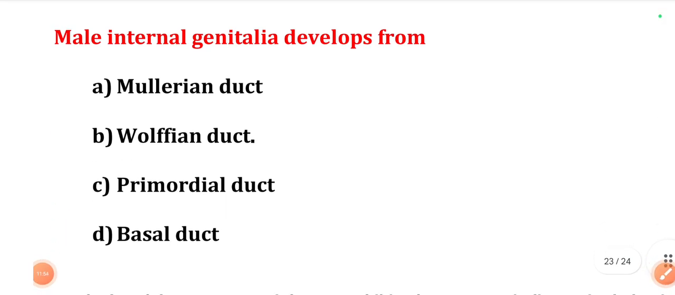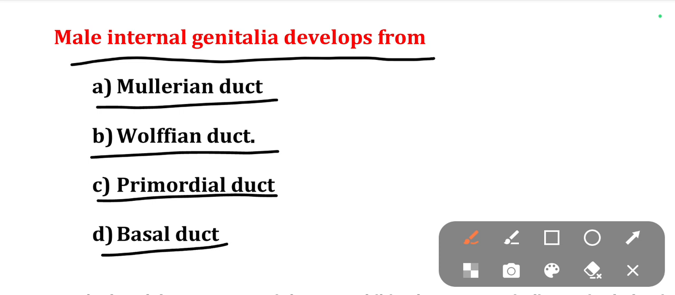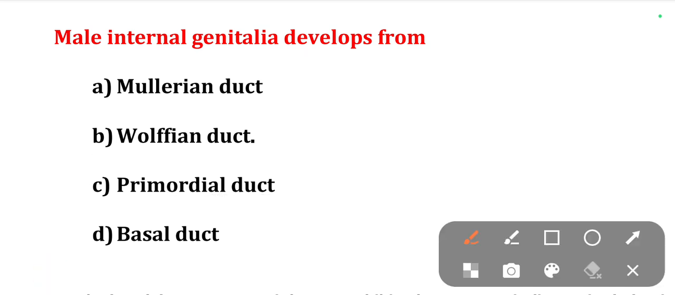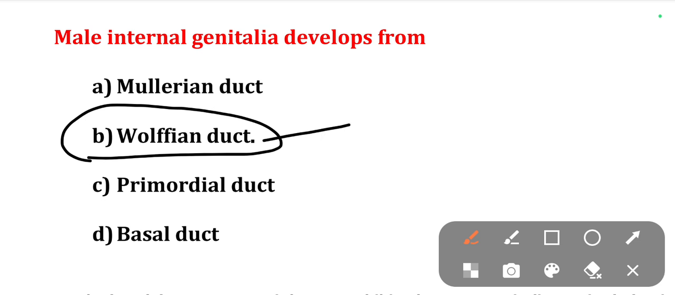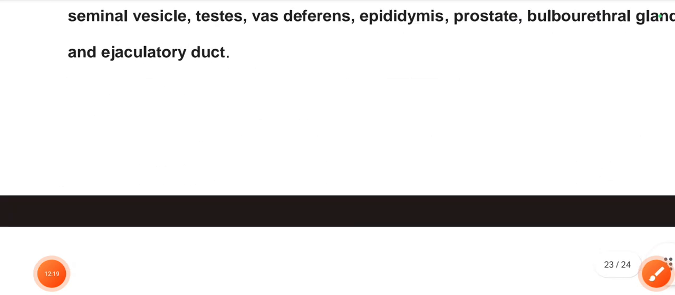The next one is male internal genitalia develops from. Options: Mullerian duct, Wolffian duct, primordial duct, and basal duct. The right one is Wolffian duct. So Wolffian duct is responsible to form male genitalia, and Mullerian duct is responsible for the formation of female genitalia, female reproductive organs.